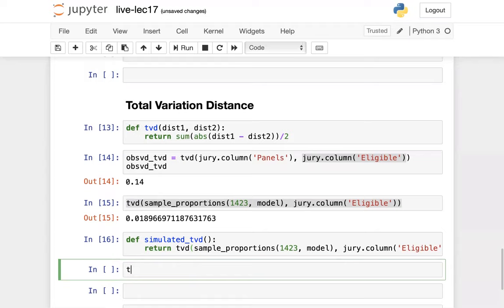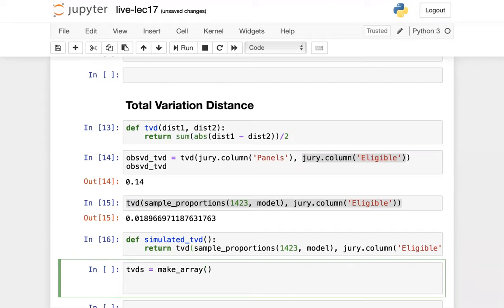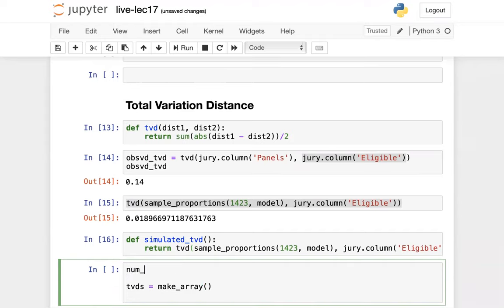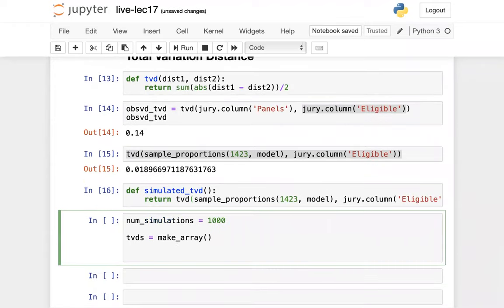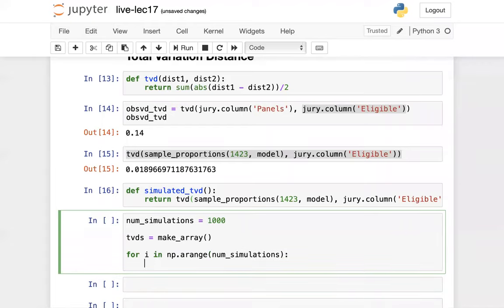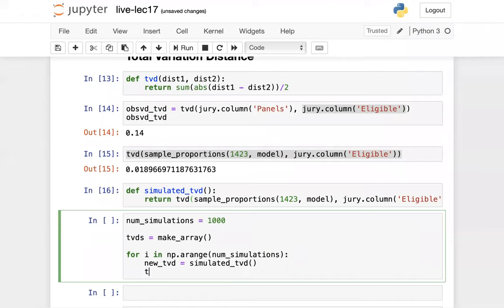And then we can finally do our simulation. So we'll make an array, which is going to store all the results. And then we can specify the number of simulations we're going to run. So let's do 1,000. And then we will actually do our simulation. So once again, we'll do for i in np.arange(num_simulations). And then what are we going to do in each simulation? Firstly, we're going to simulate a new total variation distance, so simulated TVD, and then we will append this to our array so that we can store the value.